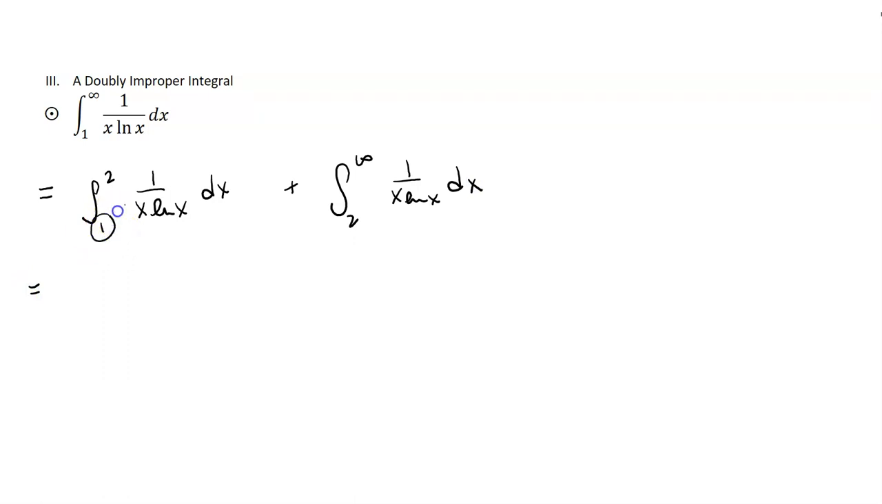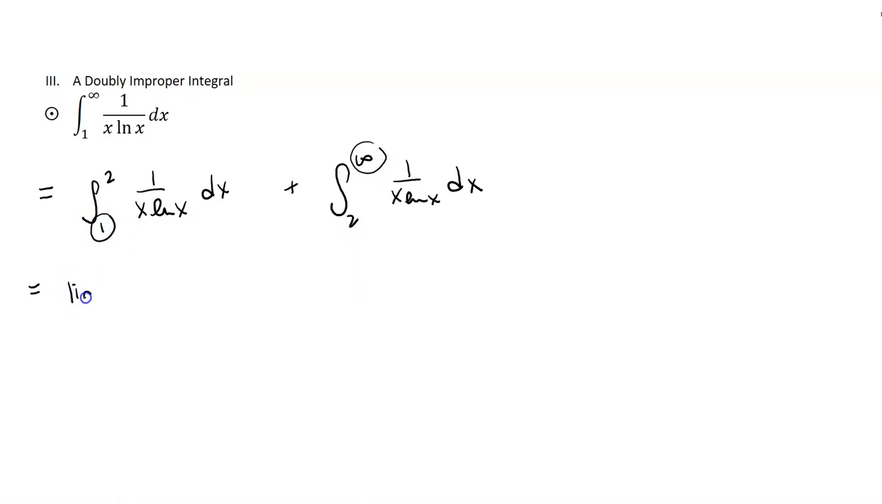The reason I'm going to use 2 is because I can plug a 2 into this and everything's defined. So I have the integral from 1 to 2 of 1 over x natural log of x dx, plus the integral from 2 to infinity of 1 over x natural log of x dx. So here the problem is the 1. Here the problem is the infinity.